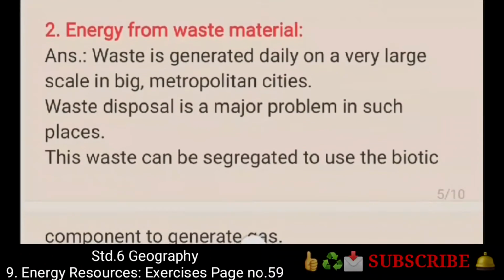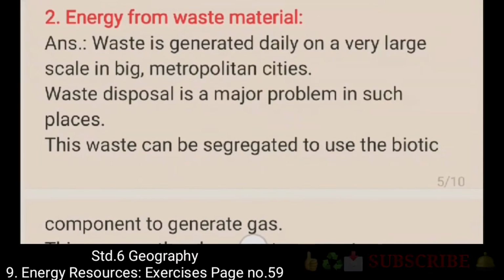2. Energy from waste material. Answer: Waste is generated daily on a very large scale in big metropolitan cities. Waste disposal is a major problem in such places. This waste can be segregated to use the biotic component to generate gas.